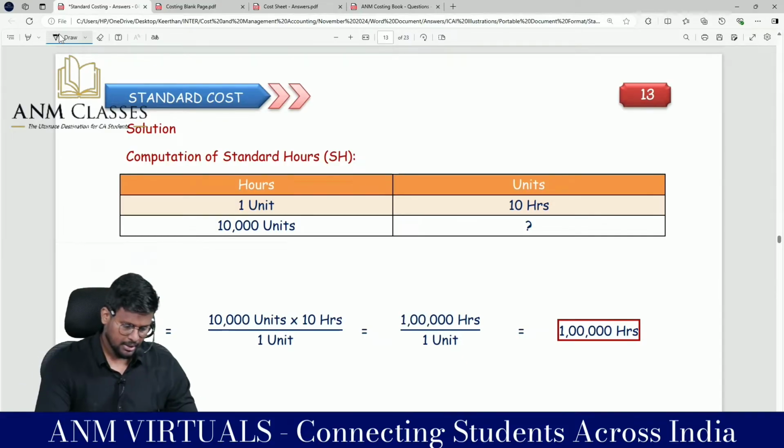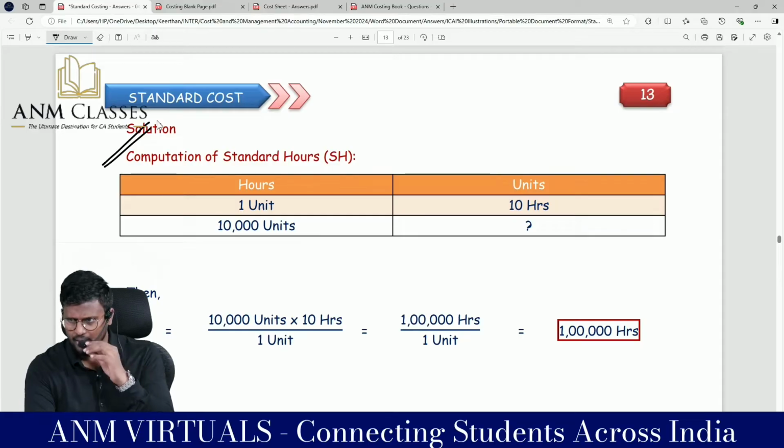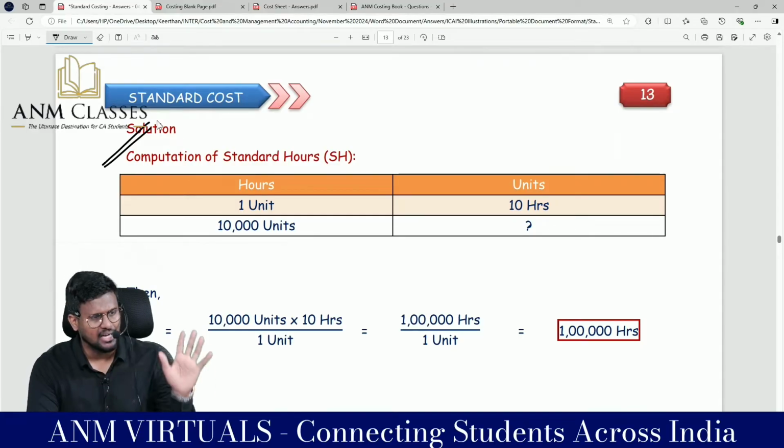Computation of standard hours is the hero. Always, for material, standard quantity, and for labor, standard hours is the hero.